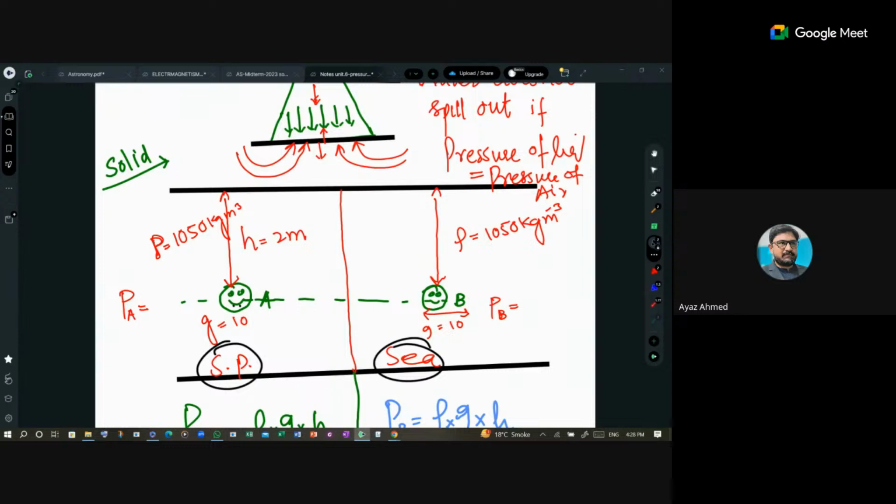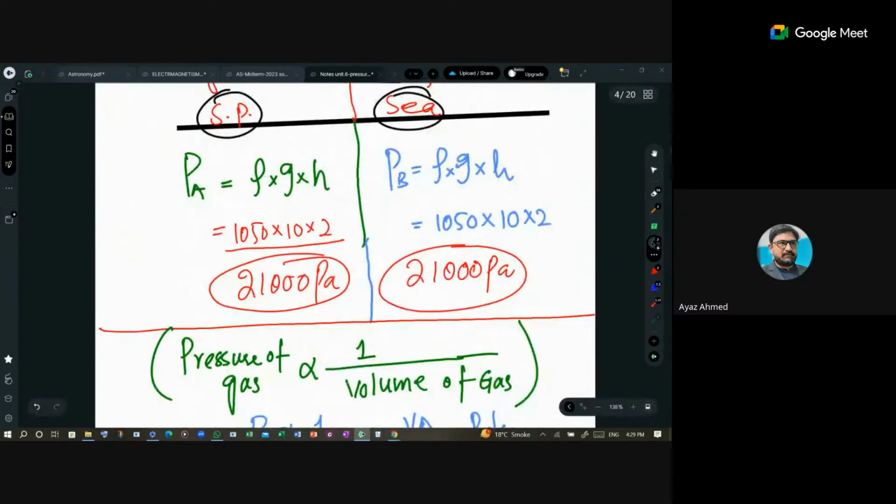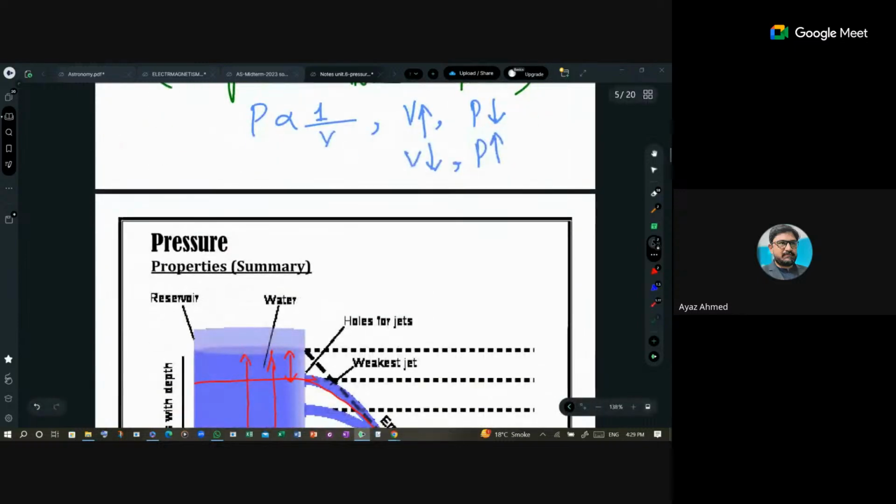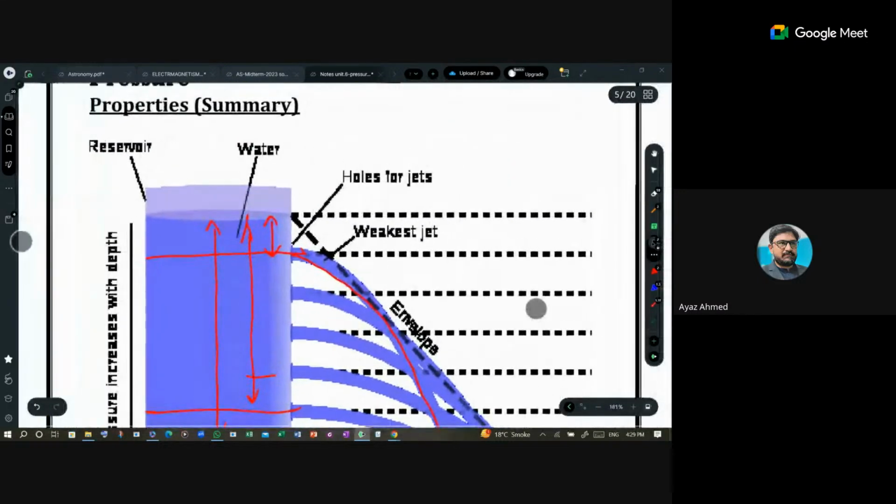If there are two swimmers at equal depth and the density of the water is the same for both of them, then it does not matter whether the swimmer is in the swimming pool or in the sea. They will have equal pressure on them, because the density, g and height are all the same. So when they are the same, pressure would become the same. So remember this thing: pressure was basically related to pressure of the liquid. Here I was talking about that.